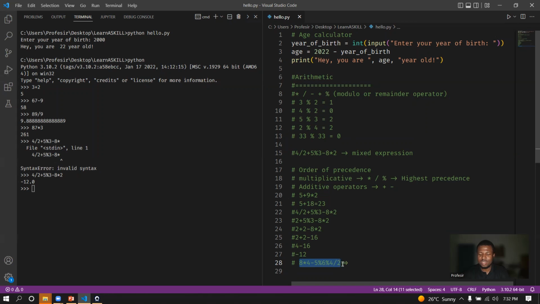Any answers? 31.5. Okay. Any other answer? So we have 31.5. Please don't use the editor, the interpreter. 31. Okay, so I'm getting 31.